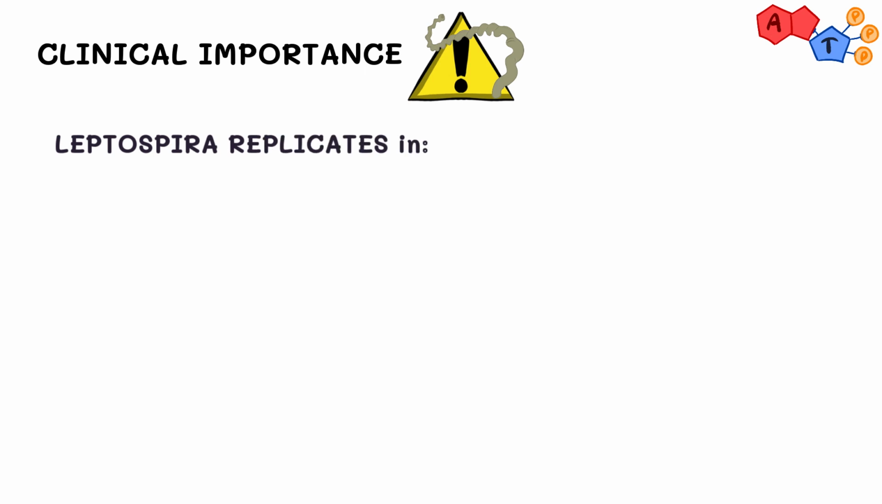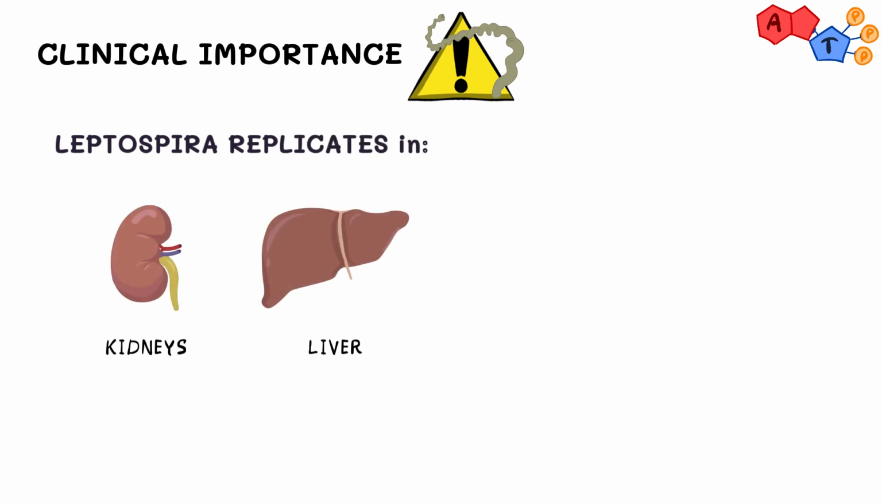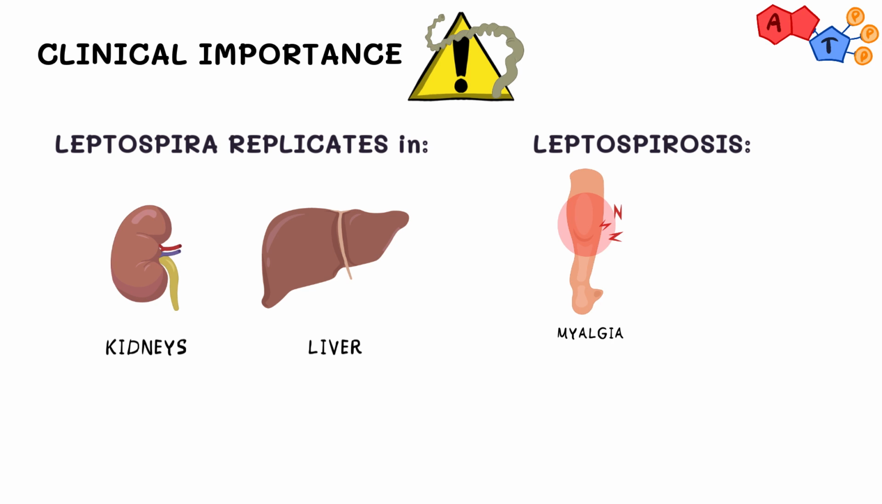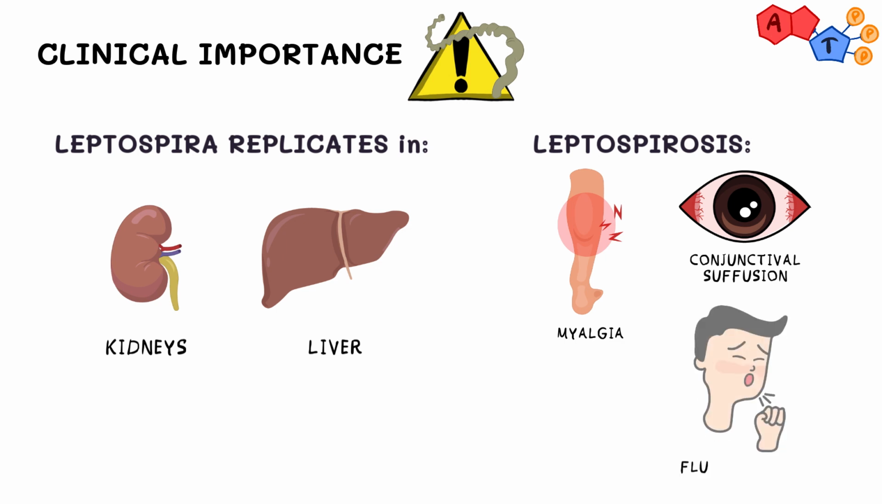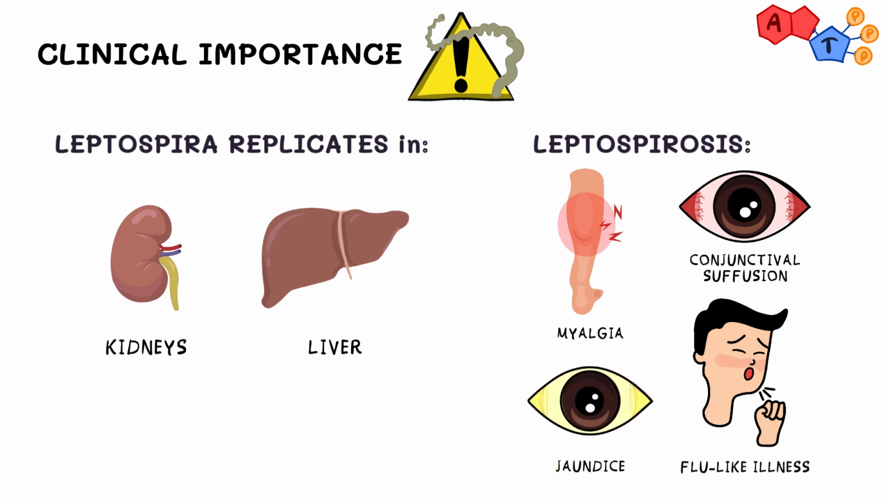Leptospira interrogans often replicates in the kidneys and liver, which are directly impacted in the pathogenesis of this bug. Leptospira interrogans can cause two diseases. You can think of them as a spectrum of a mild disease and a more severe one. The mild form is known as leptospirosis. It's characterized by two important features: myalgia, especially in the calves, and conjunctival erythema without exudate, which is also known as conjunctival suffusion. In addition to that, patients might have flu-like illness and jaundice.